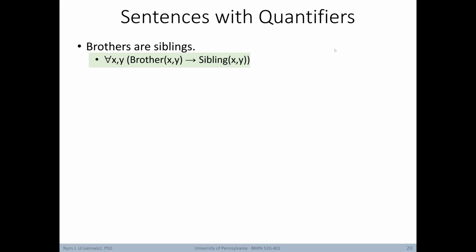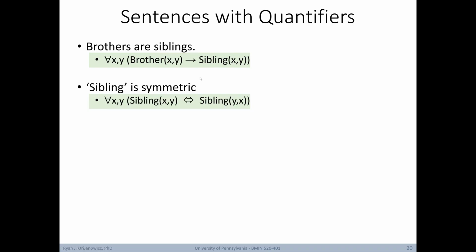Let's look at some other examples of sentences with quantifiers. In particular, we'll focus on some different relationships. First, let's try and capture the idea that brothers are siblings. For all x and y, if x is y's brother, then x is y's sibling. Next, let's capture the idea that the word sibling is symmetric. For all x and y, x is y's sibling if and only if y is x's sibling.